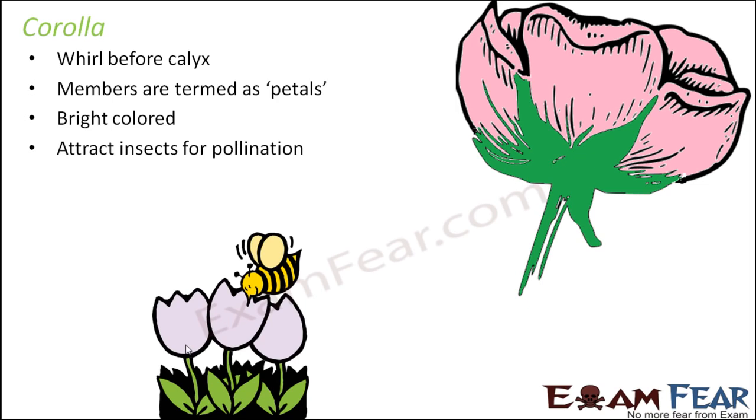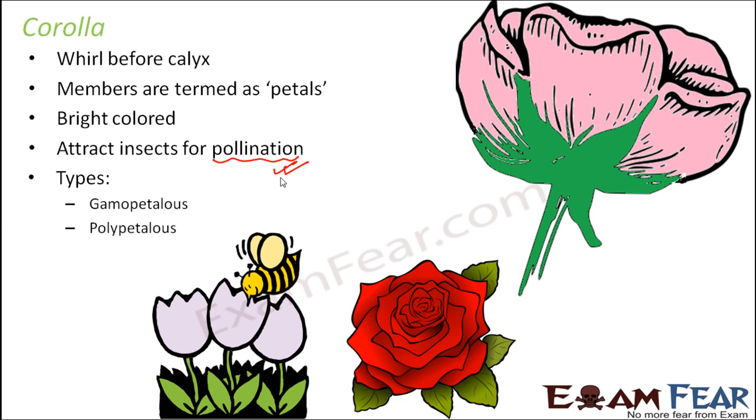Their bright color attracts insects which help in pollination. Pollination is extremely important for sexual reproduction. We will talk about pollination a little later. So these attractive colors attract a lot of insects towards it. They are again of 2 types, gamopetalous and polypetalous. When you say gamopetalous, that means all the petals are connected to each other. As you can see here, the individual petals cannot be distinguished. But if you look at a rose, you can actually remove one individual petal. So all the petals are individual. They are not connected to each other. So that is polypetalous.